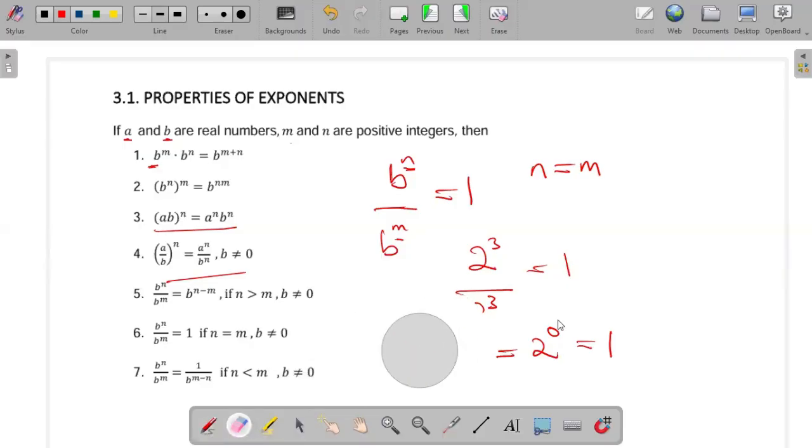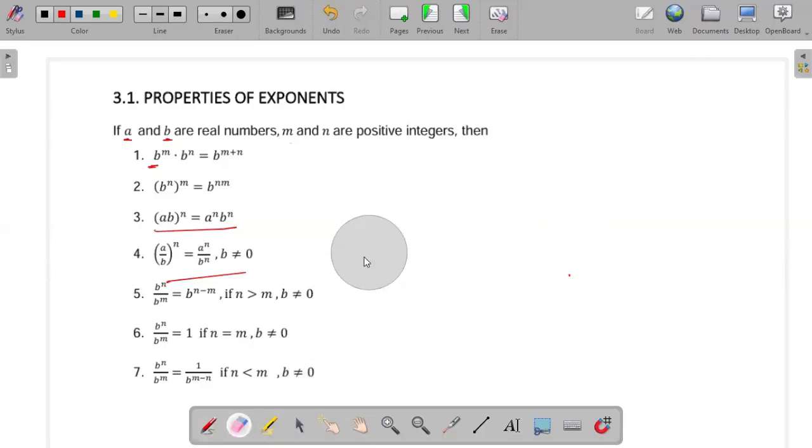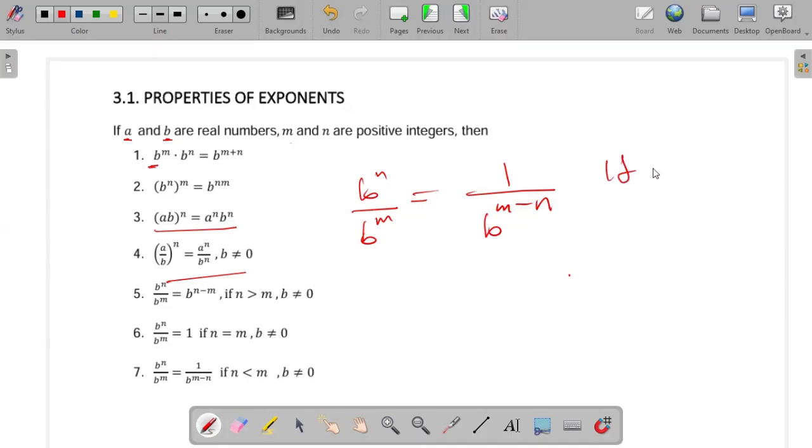Okay, then the next property just says if I have b to the power n over b to the power m, it's going to be 1 over b to the power m minus n if my n is less than m. Then I'll have this. Okay, so how do we prove this? We can check by an example.